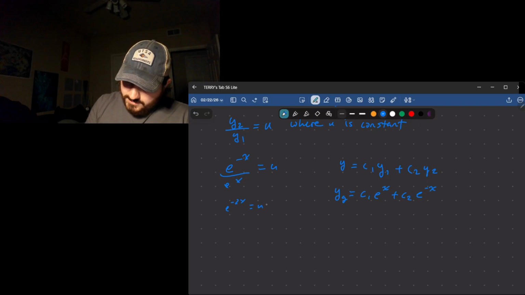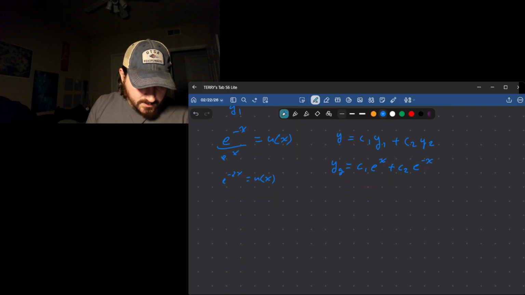Okay, actually I shouldn't have been saying constant. This should be u as a function of x, where u as a function of x is a constant. Yeah, okay, we're good. Both those things are true.